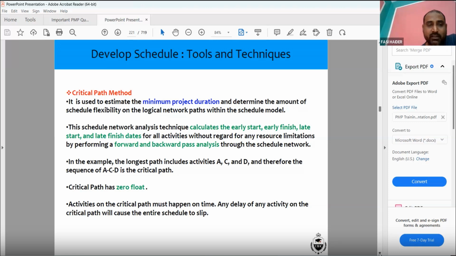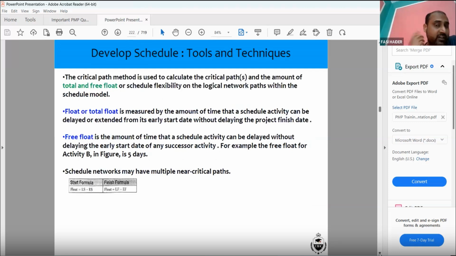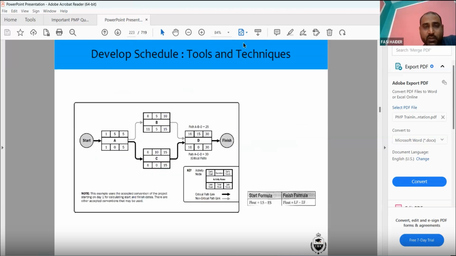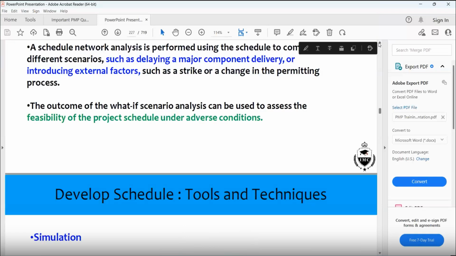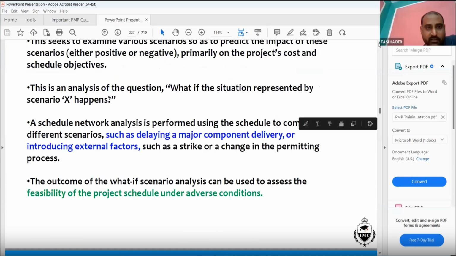For example, how we do it, there are different ways of calculating. Late start, early start. So we will do this particular question. If you remember this particular question, yes, but I'm just going upside one second.